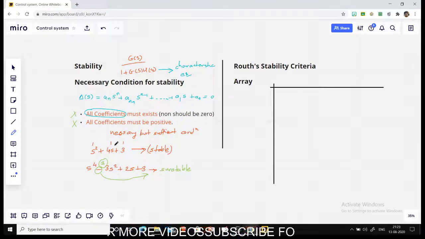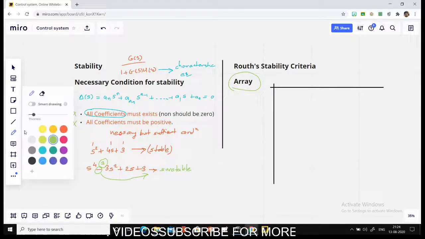Okay, so that is what the necessary conditions for stability are. We just need to check whether these two conditions are valid or not, and then you can go for the first method by which we can find the stability, that is Routh's criteria. Again, this Routh's criteria is dependent on your characteristic equation. So first we need to find the characteristic equation and then arrange those coefficients in the form called Routh's array.